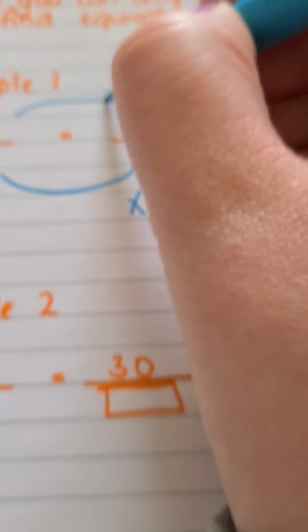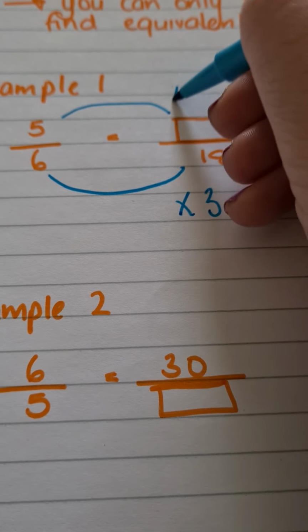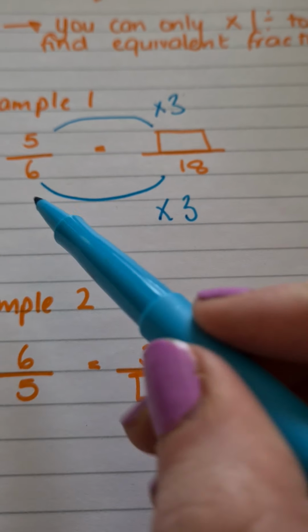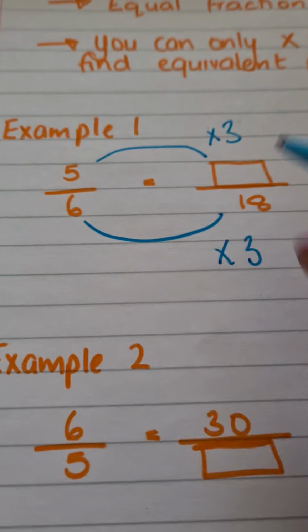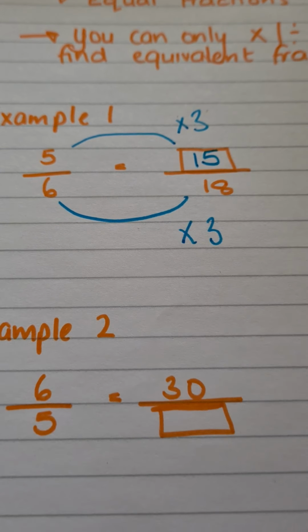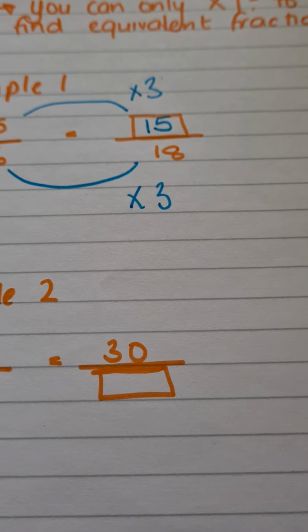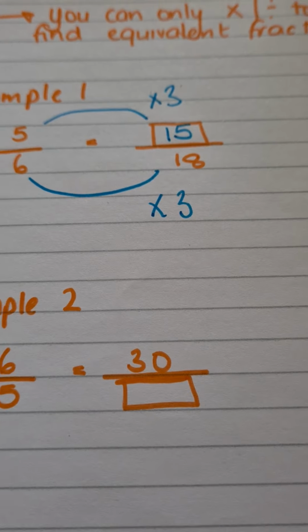You then will take the 5 and you will multiply it by 3. 5 multiplied by 3 is 15. So 5/6 is equivalent or equal to 15/18.